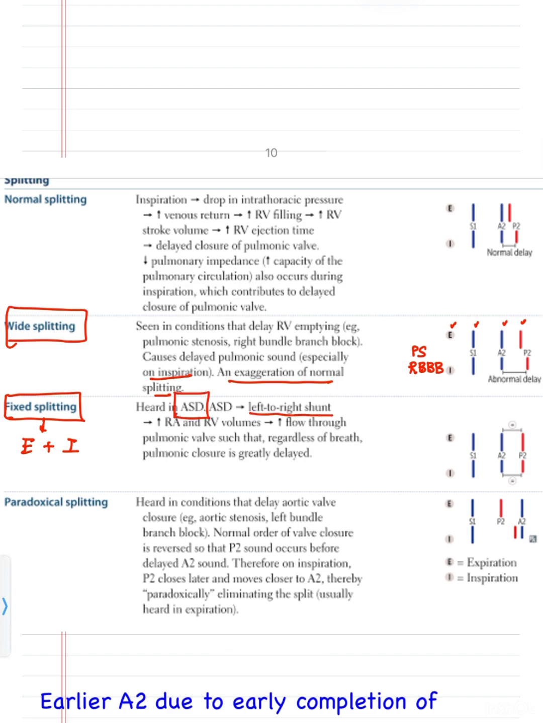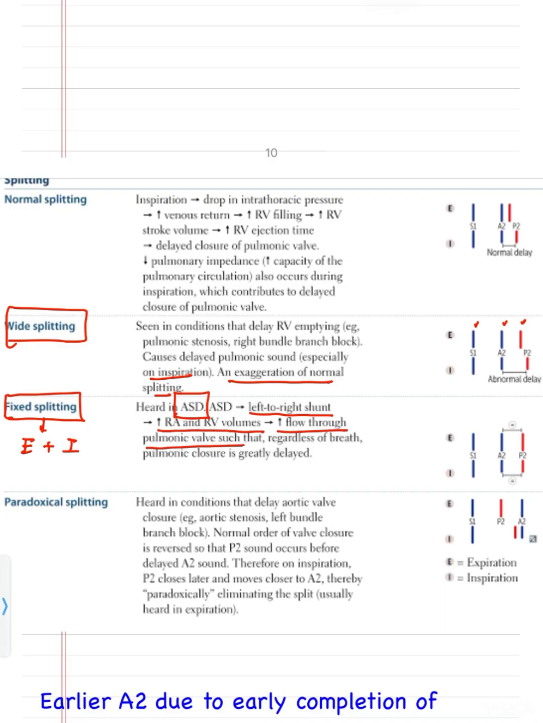So in the case of ASD there is a left to right shunt, because there will always be higher blood pressure in the left atrium. So the blood will always go from the left atrium to the right atrium, either in inspiration or expiration. So there will be increased right atrial and right ventricular volume.